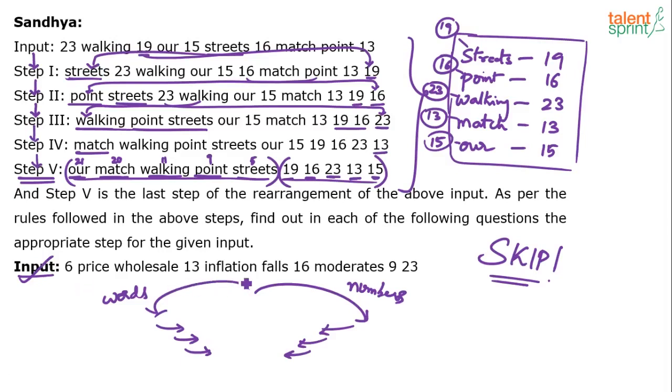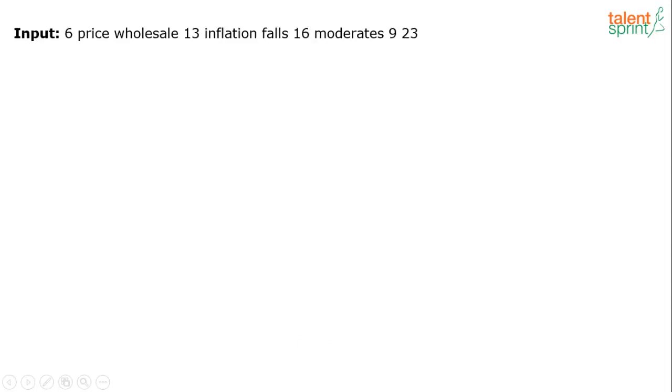The input is 6 price wholesale, 13 inflation falls, 16 moderates, 9 23. So here's the input. Let's try this. First of all, let's link the numbers to the words, right? See, how are these numbers associated with the words? These numbers represent the position of the first letter of each word. Like P is the 16th letter. So price is for 16.